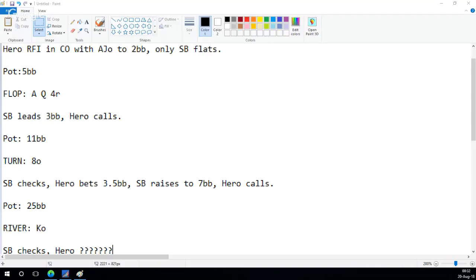Yeah, but at the same time, maybe exploitatively, if he has a hand like a weak ace or something, that's going to call a bigger bet, right? And then if he has a give up, it's probably going to fold to any size, maybe.